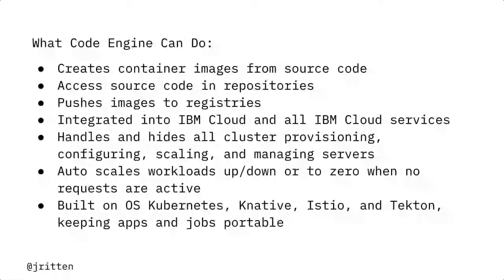It also automatically scales your workloads up and down, and even down to 0 when there are no active requests. So with Code Engine, you're only paying for the resources that you're actually consuming. Code Engine is built on top of open source technologies such as Kubernetes, Knative, Istio, and Tekton, and it keeps your apps and your jobs really flexible and portable.